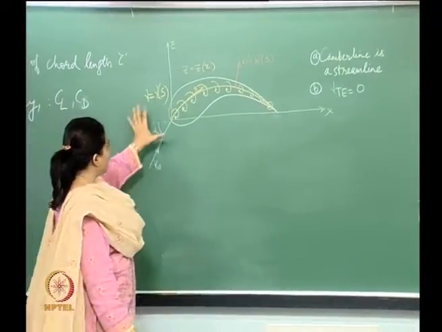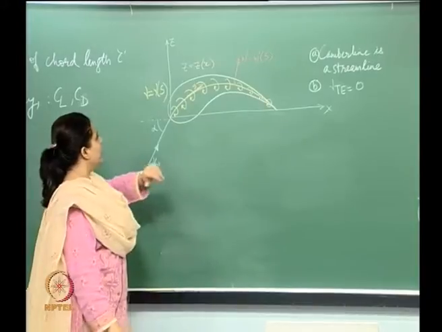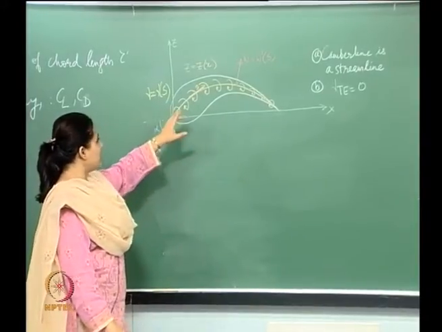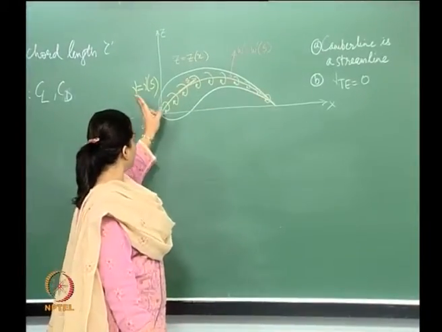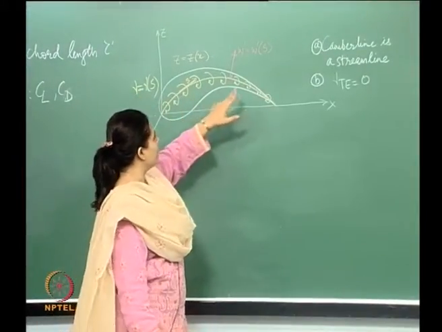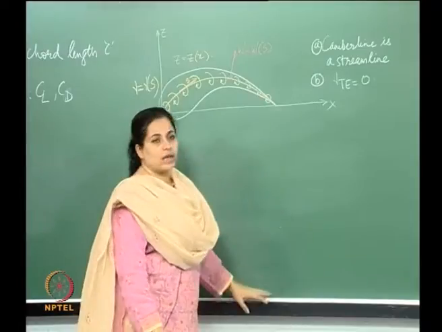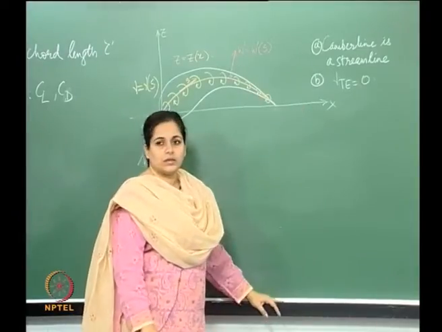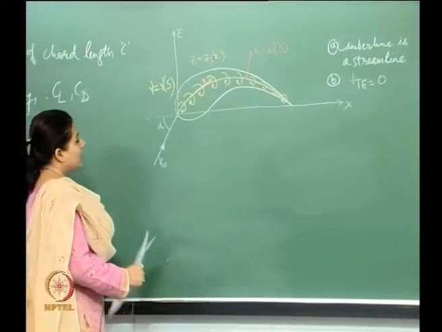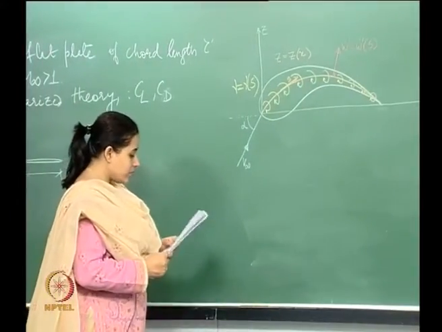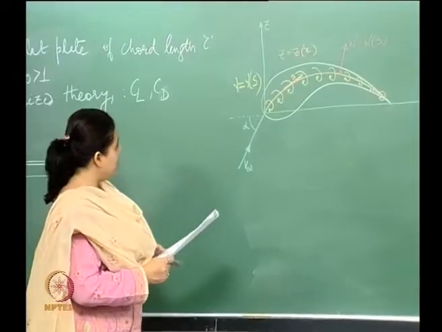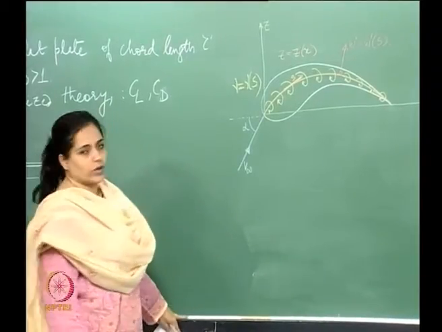So we have a distribution which looks like this. These are the conditions which need to be imposed: we have to find a suitable gamma such that the camber line is a streamline, and also the Kutta condition, that gamma at the trailing edge is 0. So this is the airfoil.